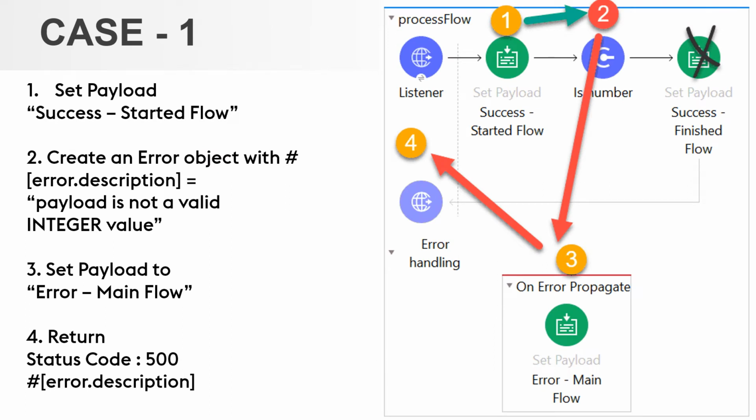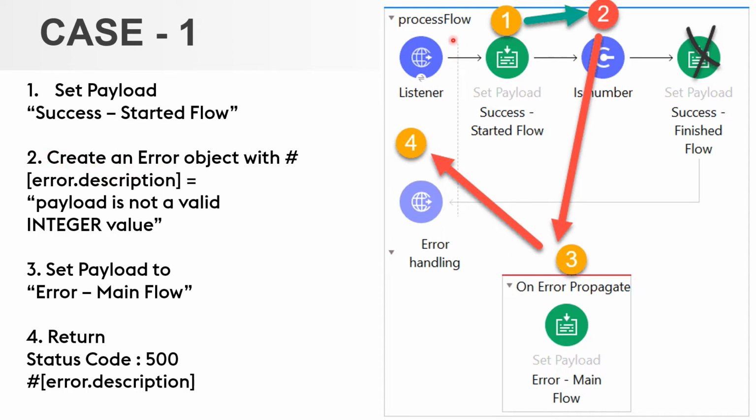Now we are going to study different cases of what is possible with on error propagate and on error continue. Let's see simple case one first. There is an HTTP listener, then we have a set payload activity, then we have is number. In set payload, we are setting success started flow. Now, if it goes to is number, this is not a number. So now is number is your error object generator. And what error object is it generating? It will generate the error description as payload is not a valid integer value.